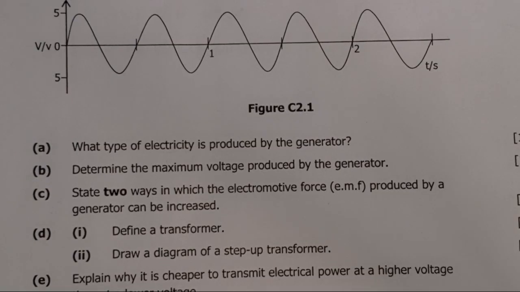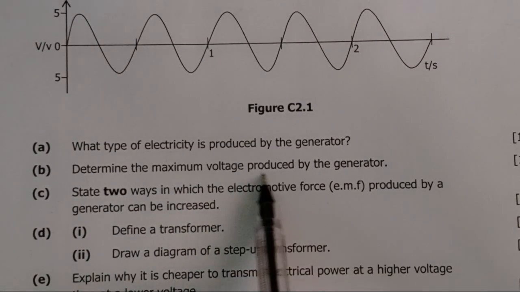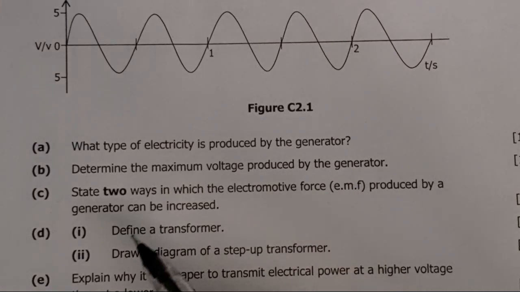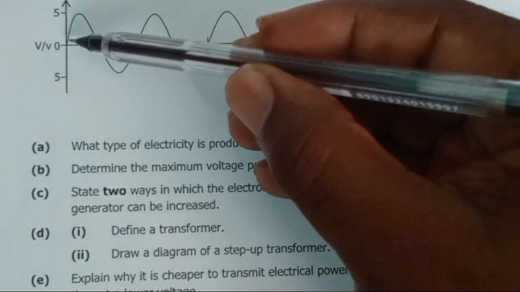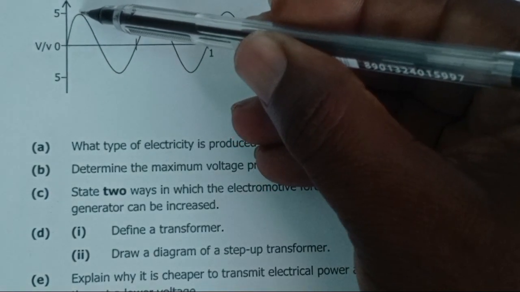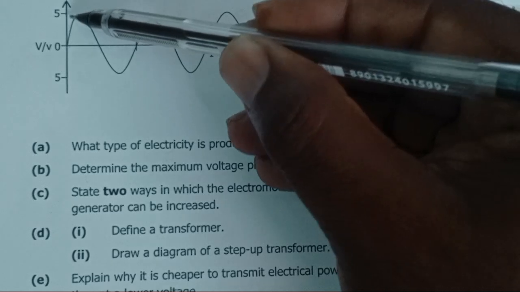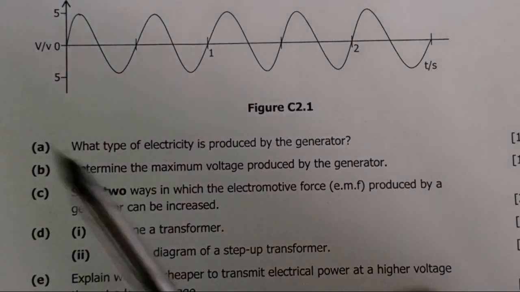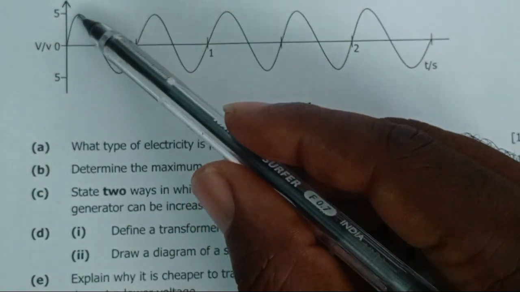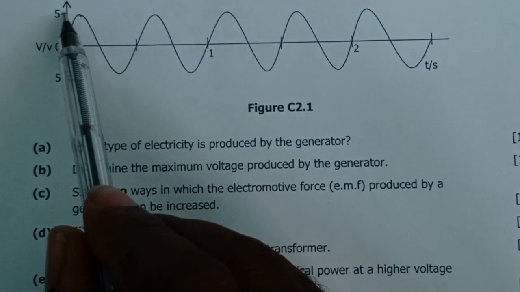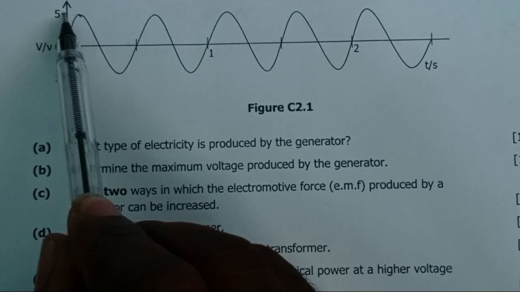Part B, determine the maximum voltage produced by the generator. So we have the maximum voltage. This is how the wave is moving. The highest point it is reaching is 5. So you go to the highest point of the wave, that's this one. So the maximum voltage that it is producing is 5.